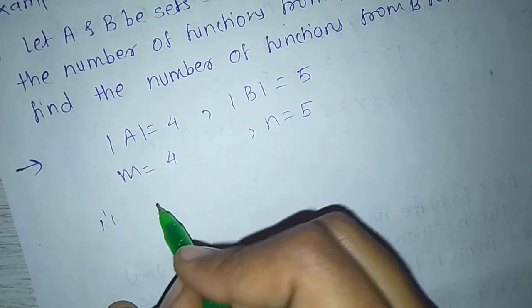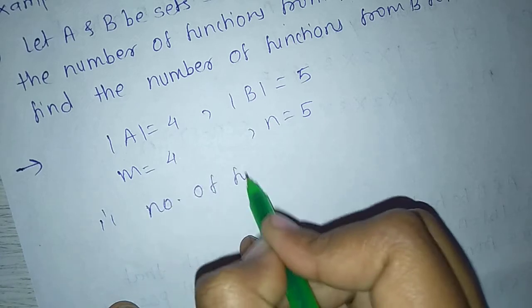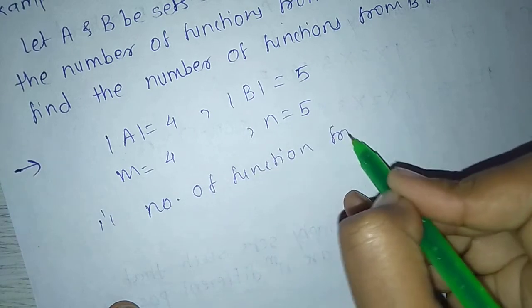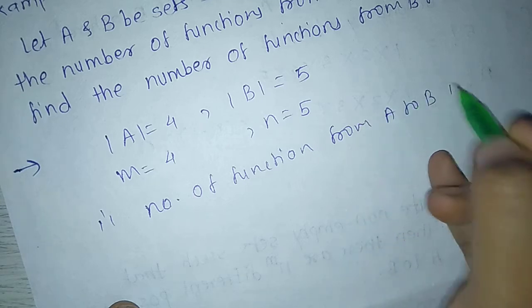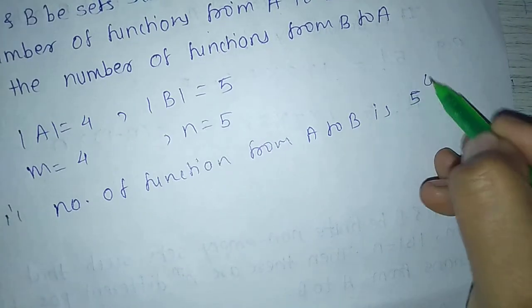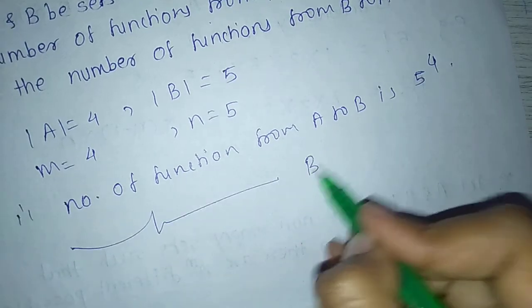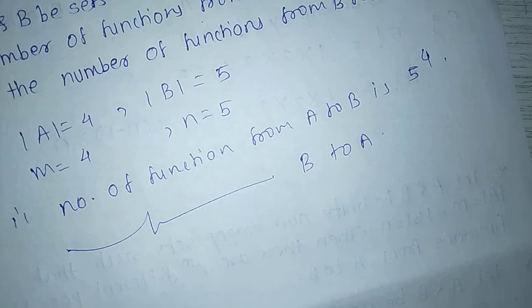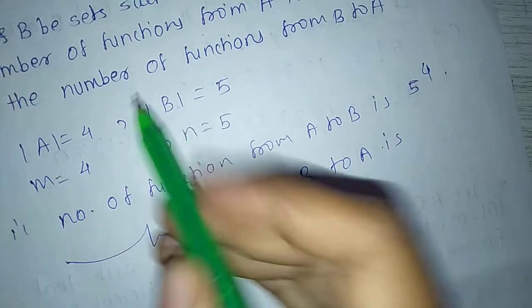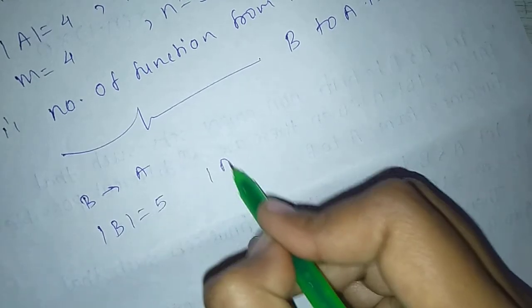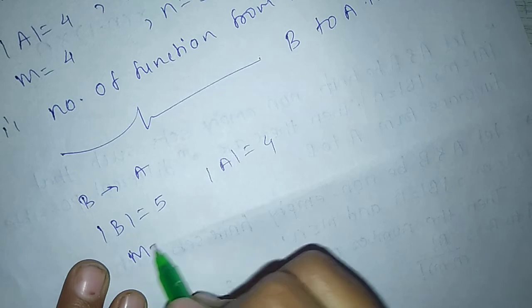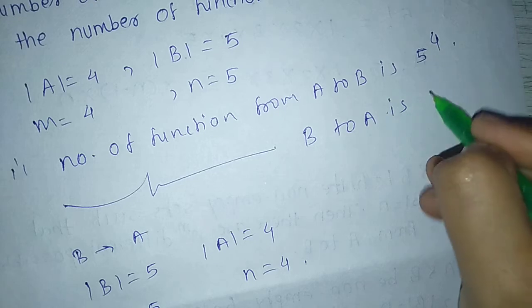Therefore, the number of functions from A to B is 5 raised to 4, and the number of functions from B to A: the order of B is 5 and the order of A is 4. Here m equal to 5, n equal to 4. So, the number of functions from B to A is 4 raised to 5. Next example.